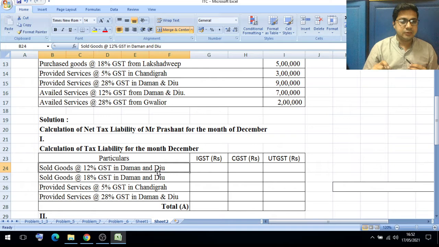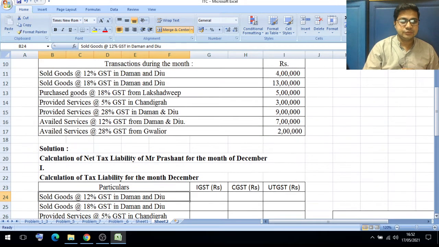any dealer belonging to a union territory is doing a sale transaction within the union territory, that time CGST and UTGST is applicable. So under such a transaction, 4 lakh rupees is the sale value, and 12% GST is divided into 6% for CGST and the rest 6% for UTGST.